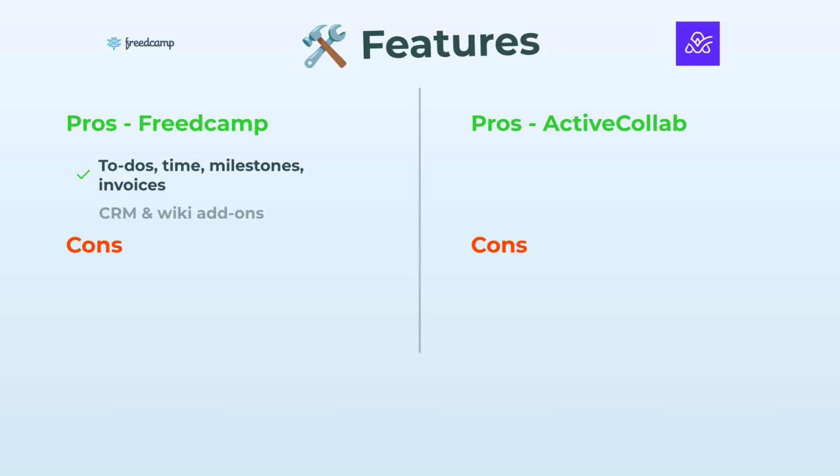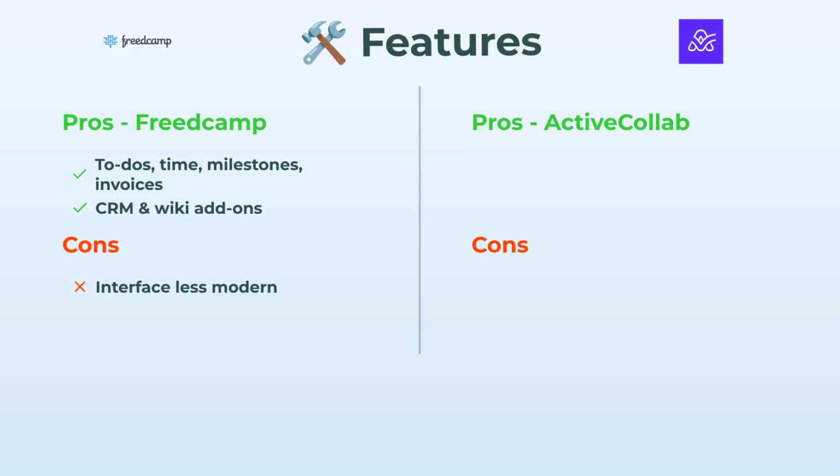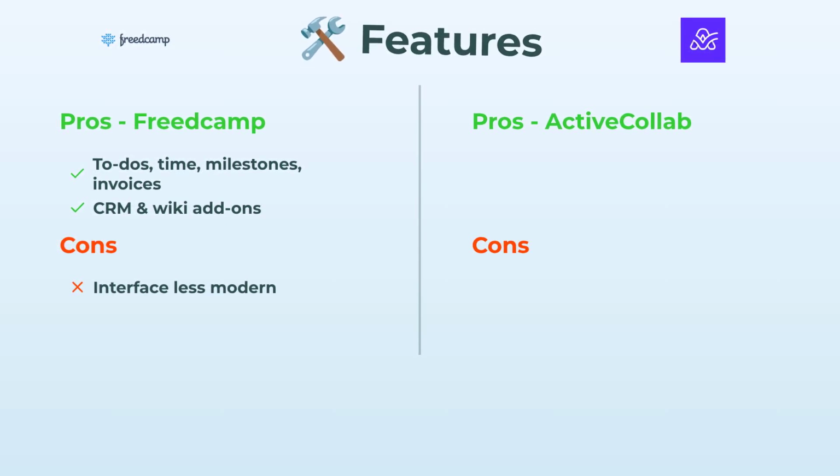On to features. Freedcamp covers all the basics: to-dos, milestones, time tracking, even invoices. Want a bit more? You can bolt on CRM or wiki features too. But, and it's a bit of a but, the interface isn't the freshest looking thing out there.